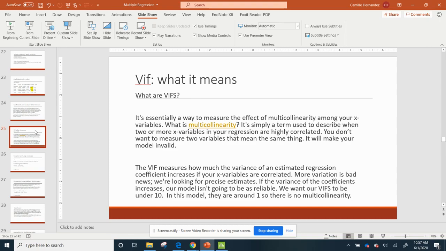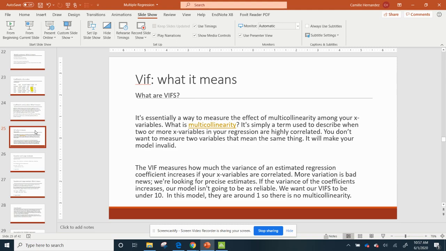So VIFs measure how much of the variance of the estimated regression coefficient increases if your X variables are correlated. More variation is bad news. We're looking for precise estimates. If the variance of the coefficient increases, our model's not going to be reliable.